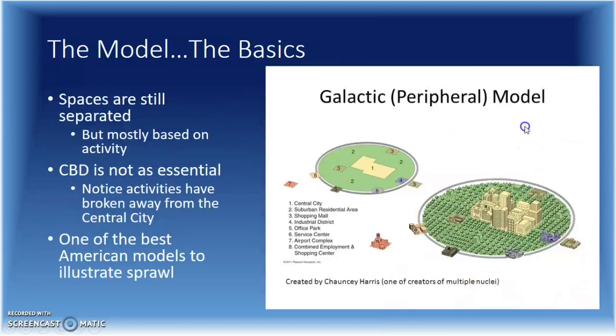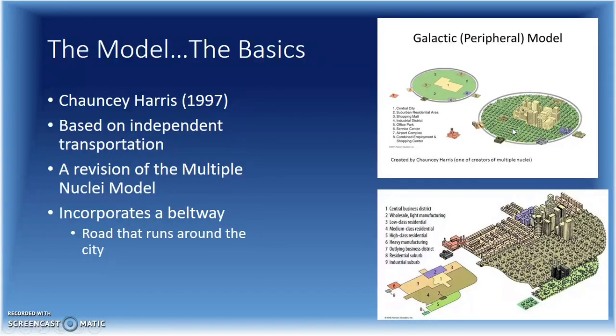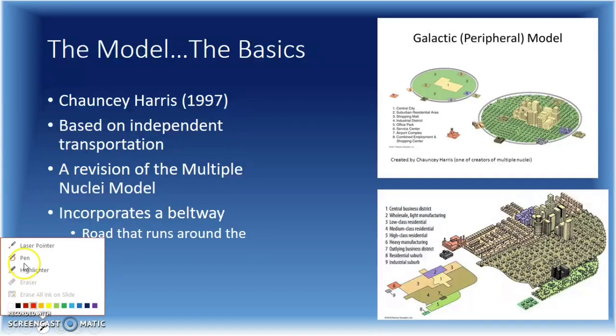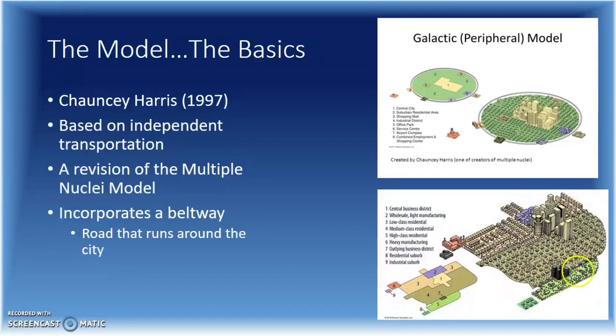Now, notice some of the differences. In the peripheral model, you don't have a separation of the different types of residential spaces. This simply says suburban residential area, whereas in the multiple nuclei model down here, you have several different types of spaces: higher income residential, middle class, and lower income individuals. You still have the separation of spaces like the industrial park and heavy manufacturing, which in this one is out here. Oh, that's an airport complex, isn't it? But you do have the industrial district, number 4 on the map, which comes out toward the edge of the peripheral model. So you still have the separation of spaces, but this area is simply considered a suburban space instead of the different types of residential areas.